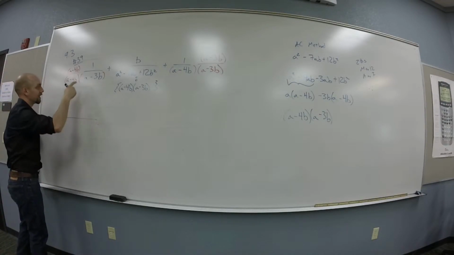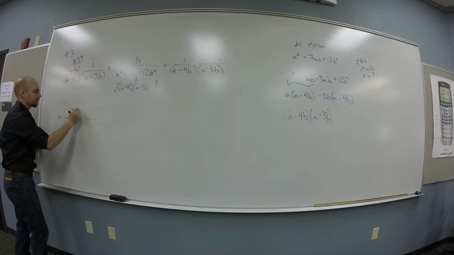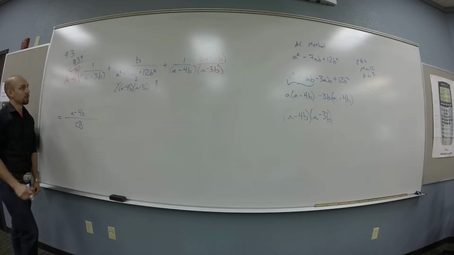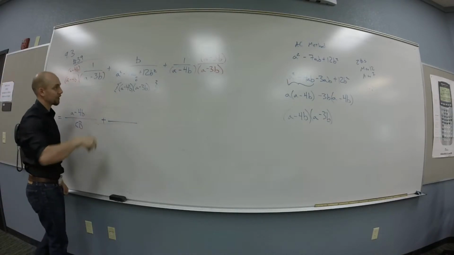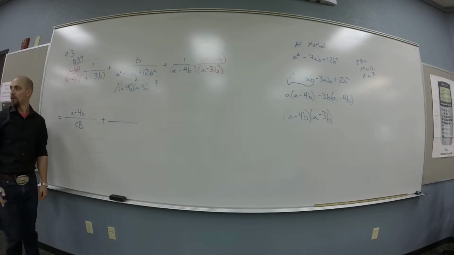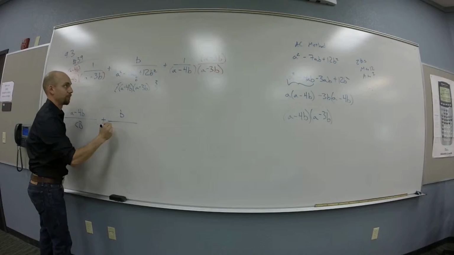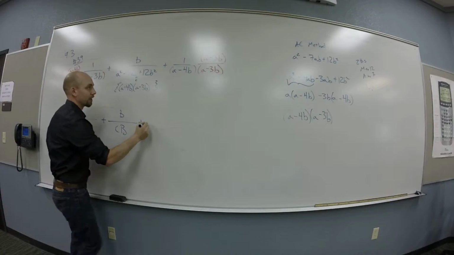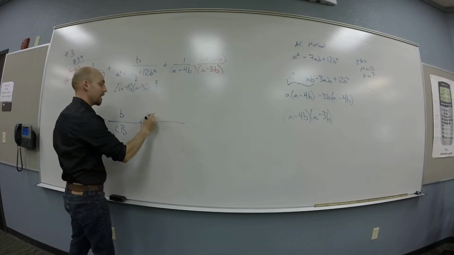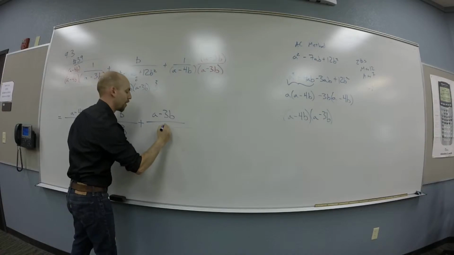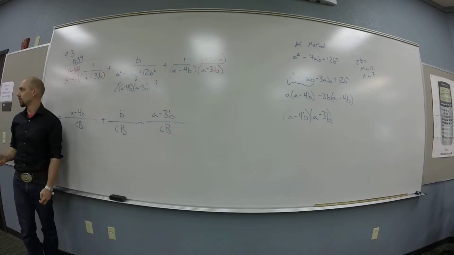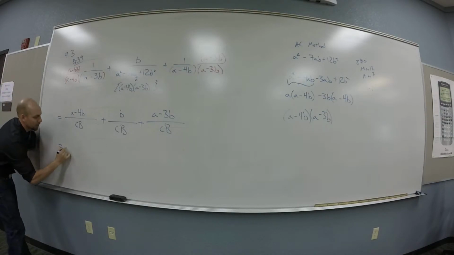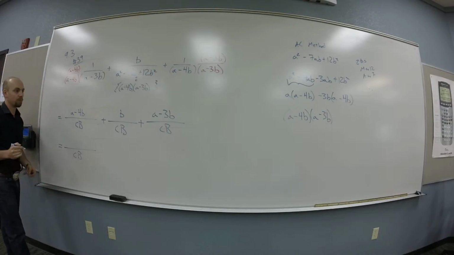So at this stage, I've got a minus 4b over my common bottom, right? Plus, what's that middle term? So b over the common bottom. And then my last term is a minus 3b over the common bottom. Okay with that? Okay, so what have I got total? Well, total, I've got something over the common bottom. What is it?